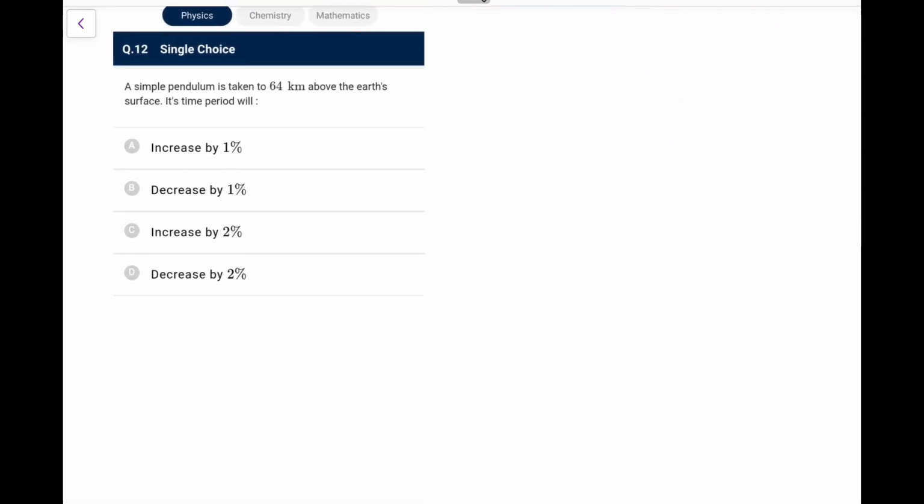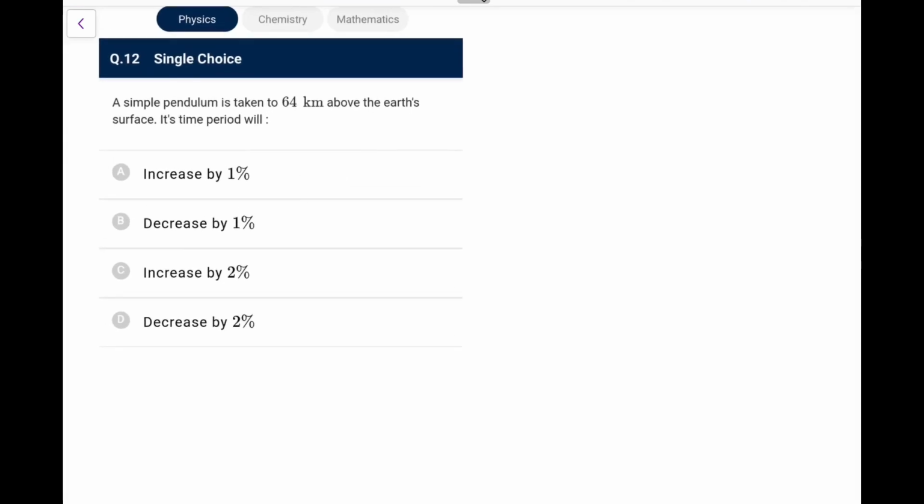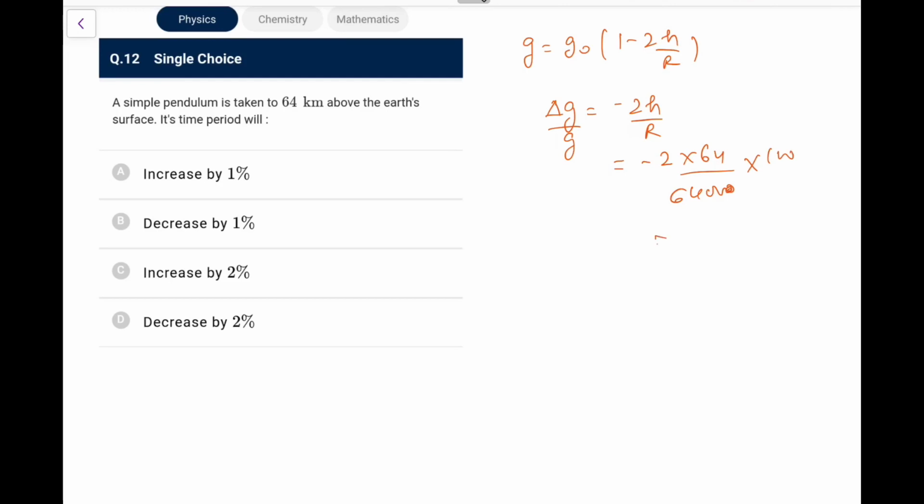Next, a simple pendulum is taken to 64 km above the earth's surface. When you go 64 km, it's not very high, g will become g naught into 1 minus 2h by R. So the drop, delta g by g would be minus 2h by R. You can say that would be equal to minus 2 into 64 upon 6400. So if I do it in percent, it is minus 2%. So g decreases by 2%.